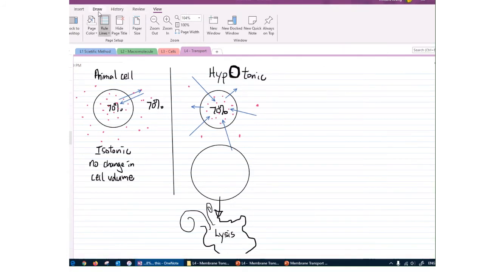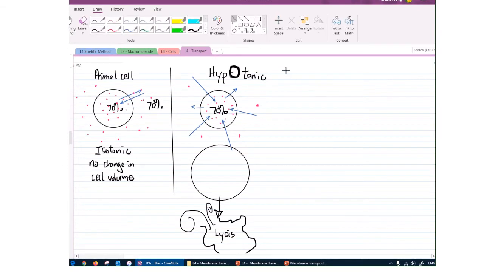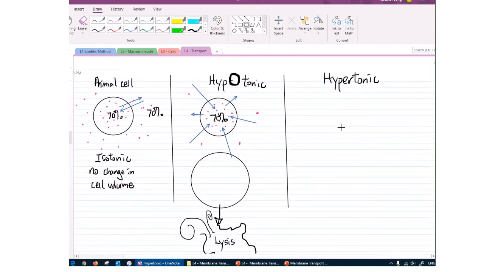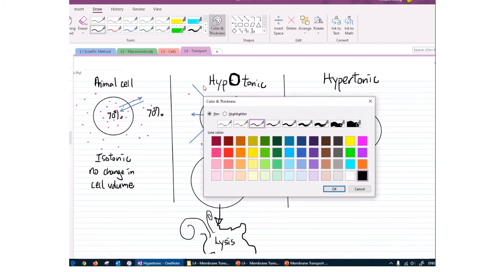So the next scenario that we're going to look at is what's called the hypertonic solution, hypertonic environment, right? And as you can guess, it's going to be the opposite of what's happening here. Okay, so let's draw our regular cell, and we are going to have 70% concentration here. Just to backtrack a little bit, I forgot to put a number on the outside, but the number outside would be lower than 70. Let's say I put 10% there. So over here, we have the hypertonic solution environment.